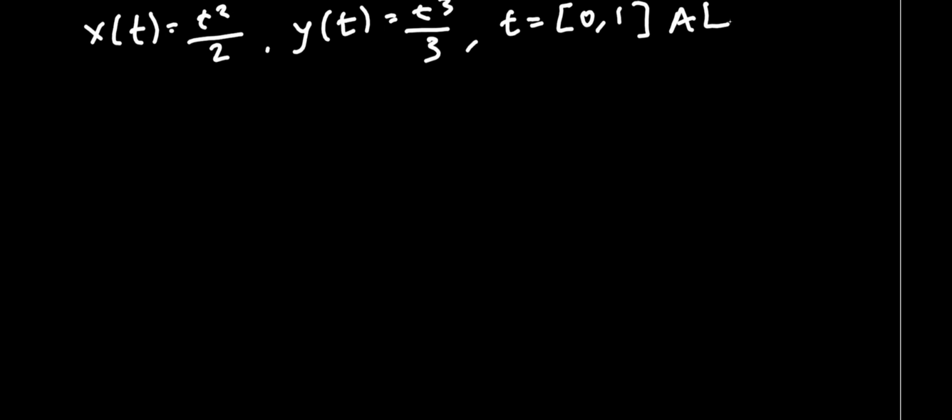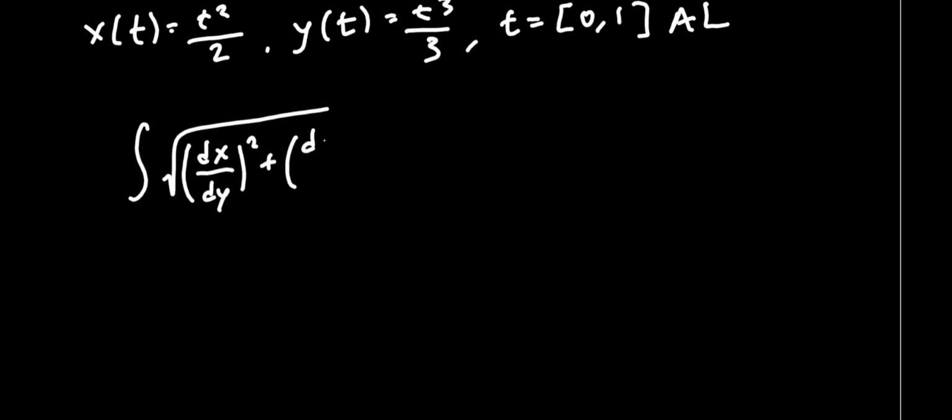Okay, so if we remember, our formula is the integral of the square root of dx dt squared plus dy dt squared, and then dt with the parameter t. You just switch these parameters. Okay, so this is the formula for the arc length. So arc length is equal to this.